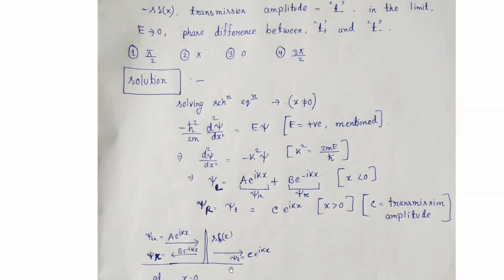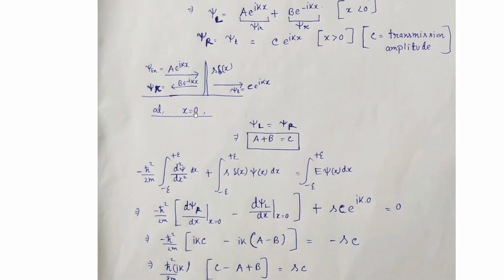This is the same as the step potential problem, where you have a step potential of V naught. When you try to solve for the transmission amplitude and reflection amplitude, you use the same technique: something is incident, something is reflected, and some part is transmitted. So I am doing the same thing here. This is the left hand side solution, a combination of incident and reflected, and the right hand side solution psi R is only the transmitted.